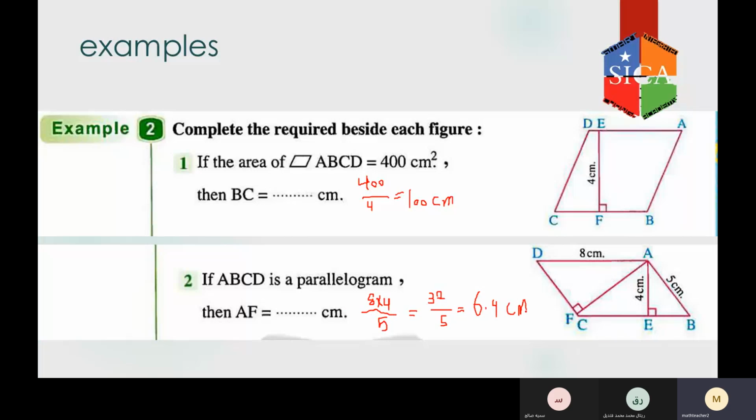In the first example, he gave me the area and we divided by the height to get the base, but in the second example, I get the area and divide by the base to get the height.